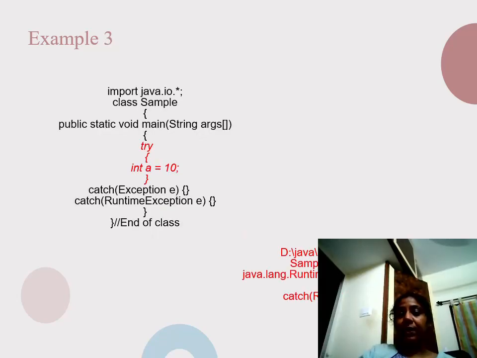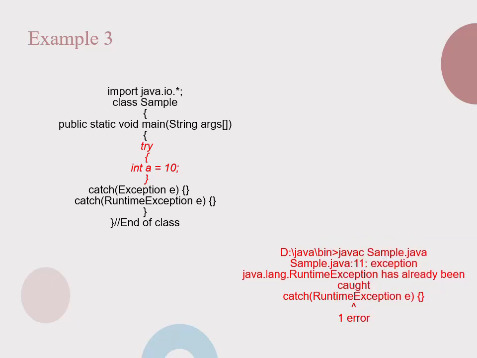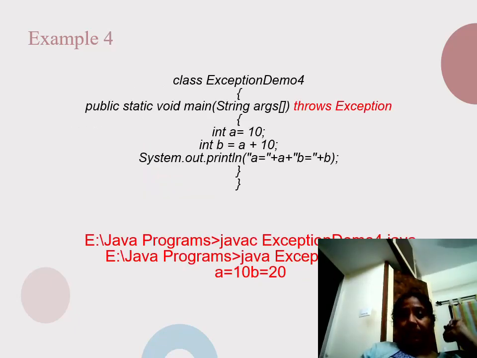Exceptions can also be handled in Java as in the given example. So there are two exceptions on two catch blocks that are given. One is for normal exception and the second one is for runtime exception. In this example, the main method throws a normal exception.